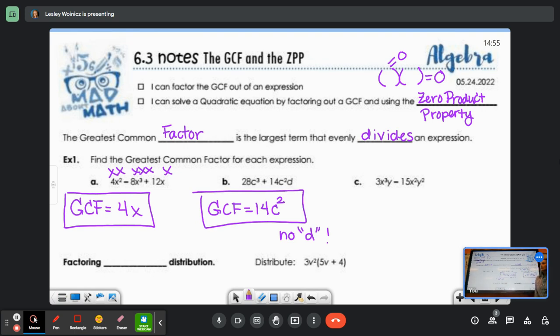All right, what about this one? What is the biggest number that evenly divides both 3 and 15? 3. Oops, I forgot to write GCF. Okay, what power of x is in my GCF? Ooh, not 3. 2. Good recovery. What about for y? What's the biggest power of y for my GCF? 1.